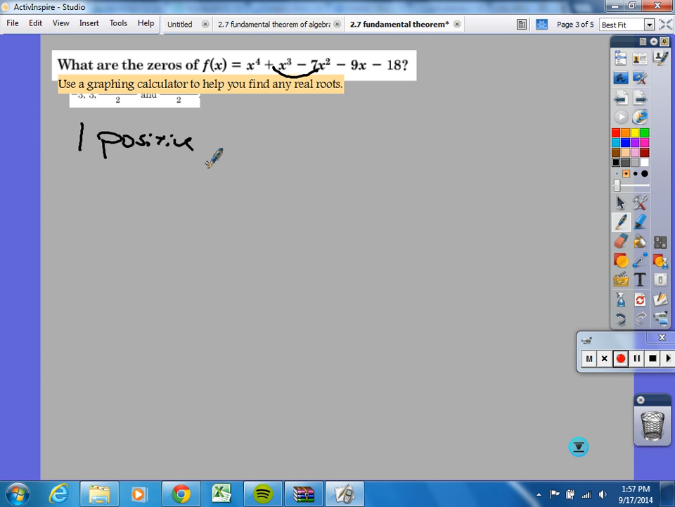X to the 4th, is his coefficient going to stay the same or switch? Stay the same, because it's x to the 4th. X to the 3rd, is he going to stay the same or switch? Switch. X squared, stay the same or switch? Same. Switch. Sign changes? We have 3, so notice we're going to have 3 or 1 negative. So at least we know that we're going to have 1 negative and 1 positive for sure.